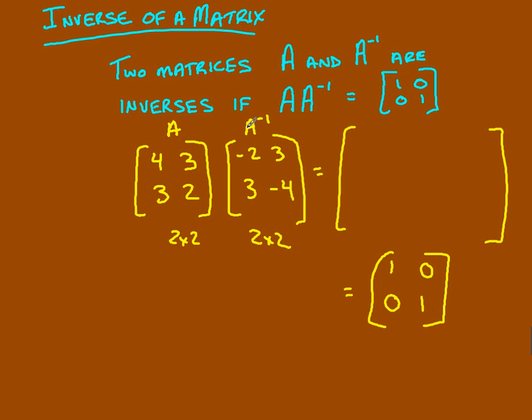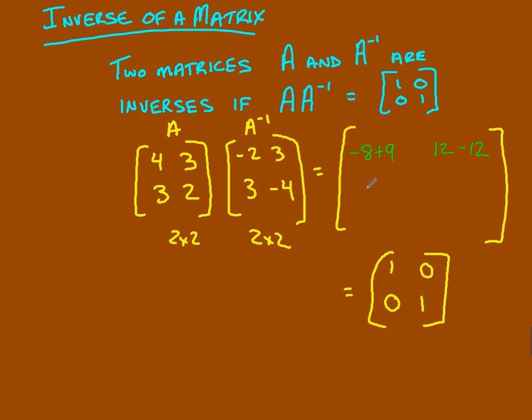And to multiply, remember we did 2 by 2s here. You would go first row by first column. So 4 times negative 2 would give you negative 8. 3 times positive 3 would give you a positive 9. Okay? This entry over here would be first row, second column. So 4 times 3 is 12, and 3 times negative 4 is negative 12.